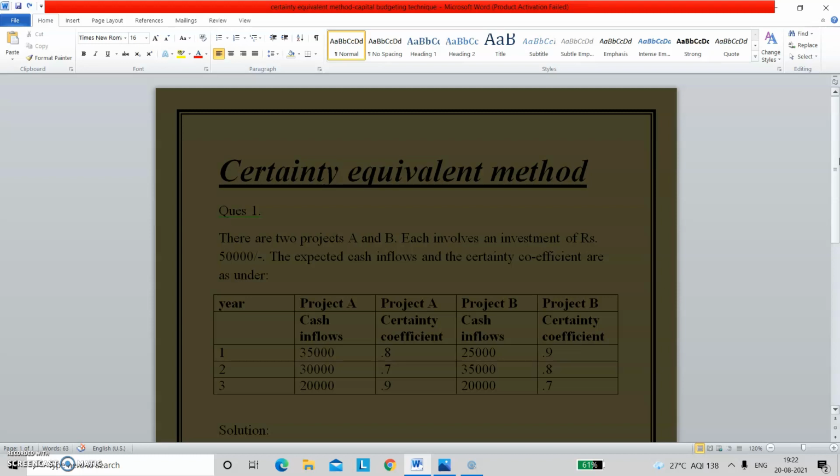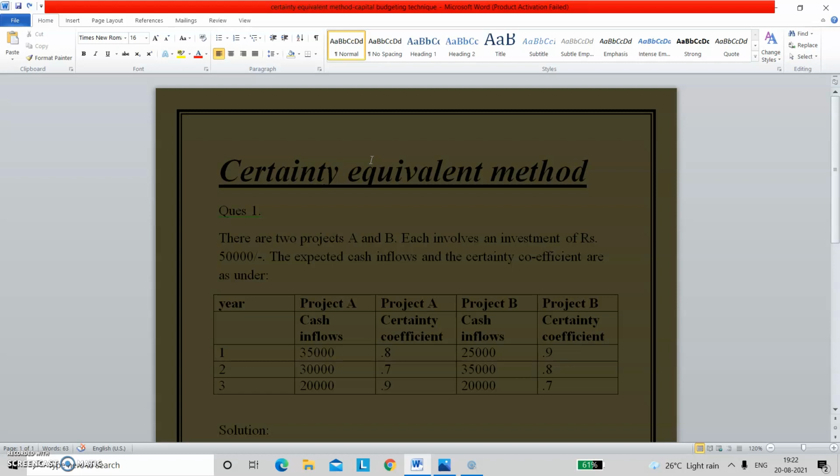As I told you in my last video, I will not tell you directly which method to adopt while solving these questions. In sensitivity analysis I gave you a hint on how to determine which method the question is asking for. In the certainty equivalent method, certainty coefficients will be provided to you. From this you can understand that you are going to apply this method, and the company wants to use it in the selection of a particular project.